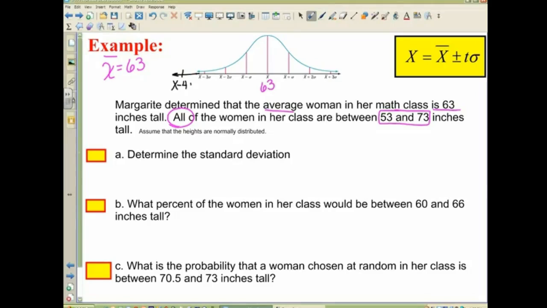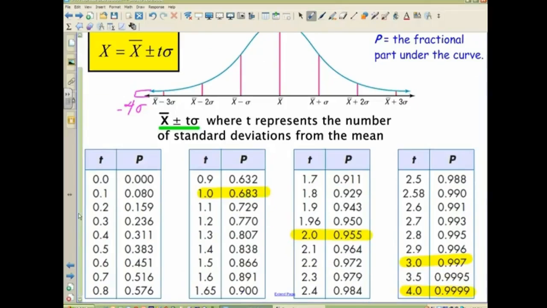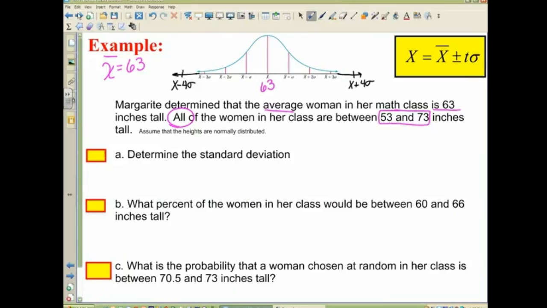and talk about x minus 4 standard deviations, and I'm going to extend it above, and so I can talk about x plus 4 standard deviations. Because remember on that PT chart that we were just talking about, when we were down at 4 standard deviations, we were at 99.99% of the data, practically all the data. So we're going to use 4 standard deviations here to help us figure this out.